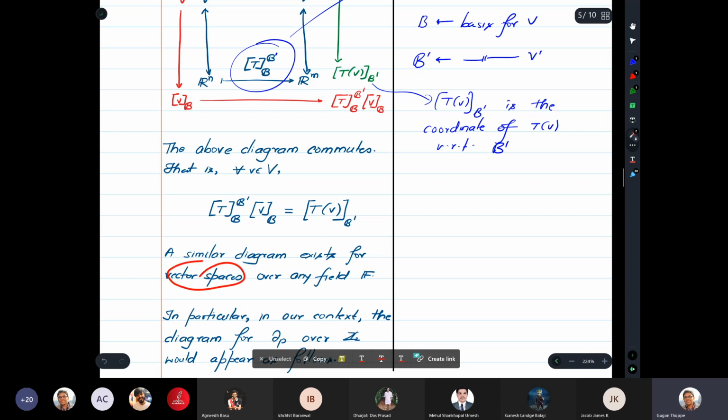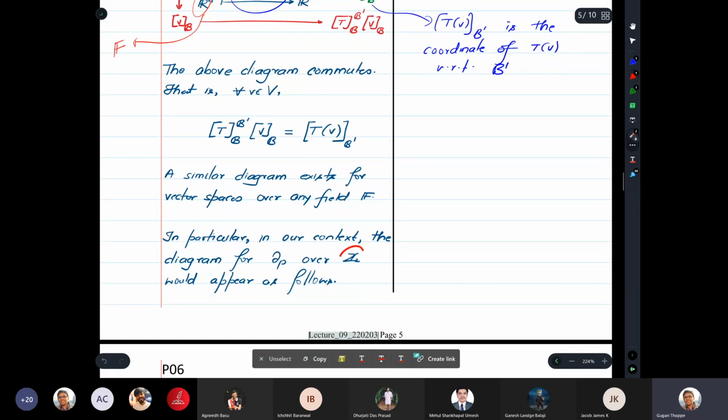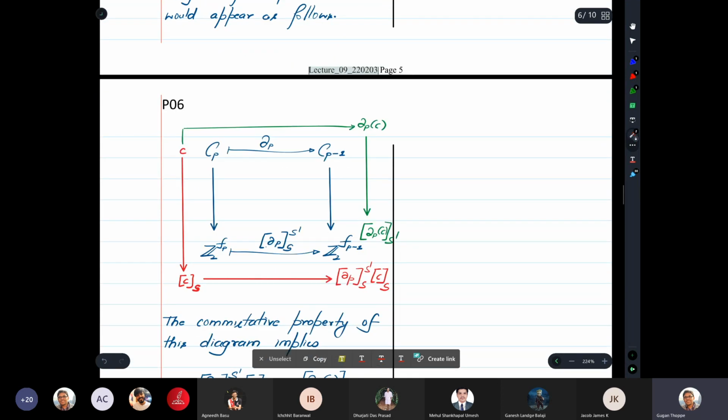So let's say there is a vector space that is defined over this field F. We can draw such a diagram, and here instead of R, we would have whatever field you work with, right? So in particular, since we are working with this Z2 field, our diagram would look something like this, right? So if our goal is to find a matrix representation for this del p operator, what we have to do is look at this diagram over here. So we have Cp, we have Cp minus 1. Now I should make sure that these arrows are bidirectional, right?